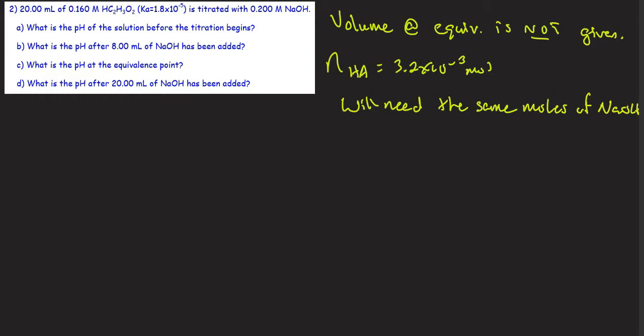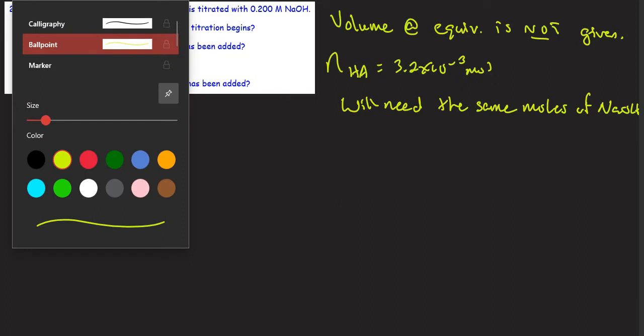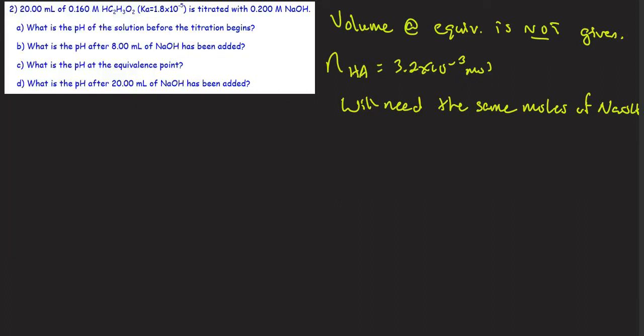Okay, so let's start working on that. Since we need this many moles, 3.2 times 10 to the minus 3. Before I move on, just a brief reminder. These have to be equal, and we can conclude that we need the same number of moles of sodium hydroxide, because everything's a 1-to-1 ratio here.